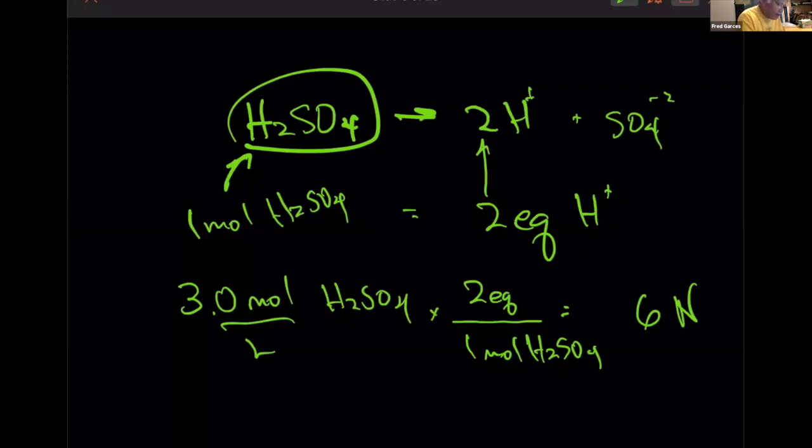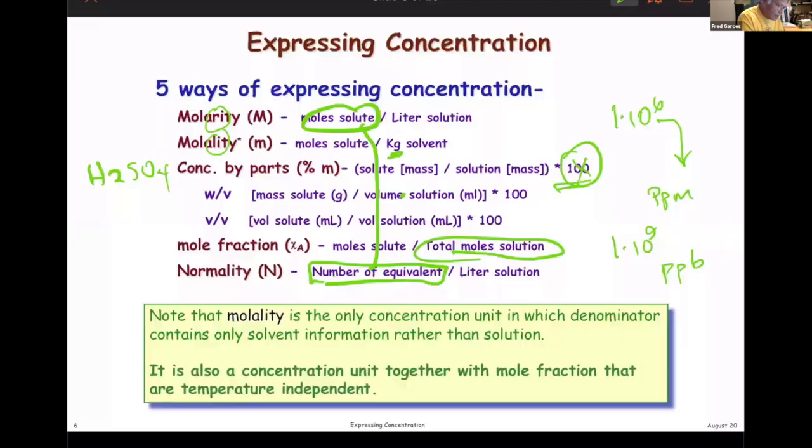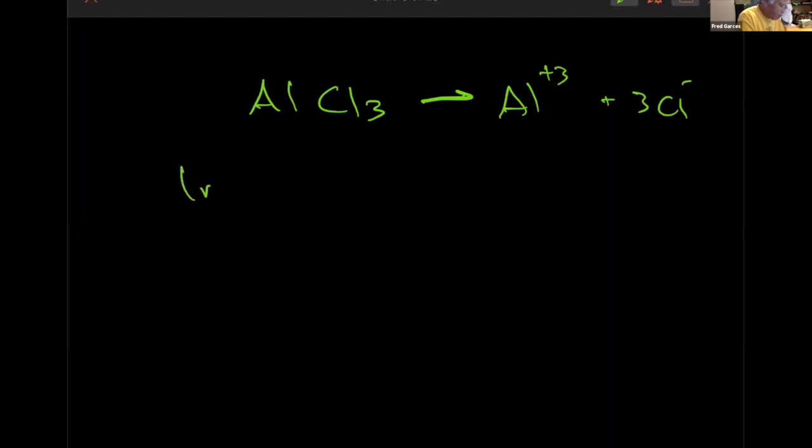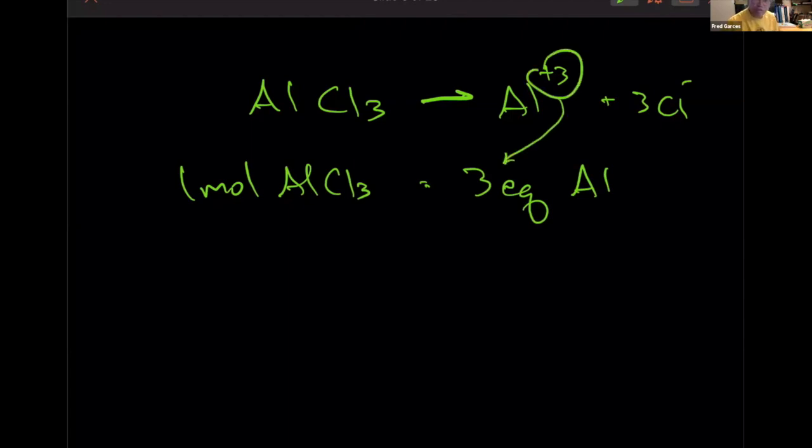Sometimes we're not looking at hydrogen, although normality is used a lot in acid-base chemistry. Sometimes we're looking at charge. Okay? When we have aluminum chloride, we have aluminum, which is +3, and 3 chlorides. So for every 1 mole of aluminum chloride, we have 3 equivalents of aluminum charge. And the reason why we have 3 equivalents is because we're looking at the charge of the species.